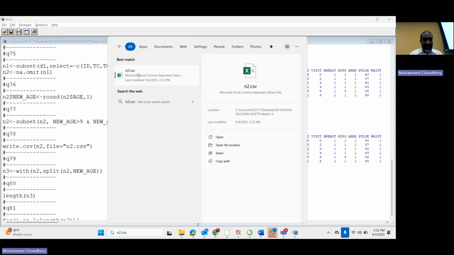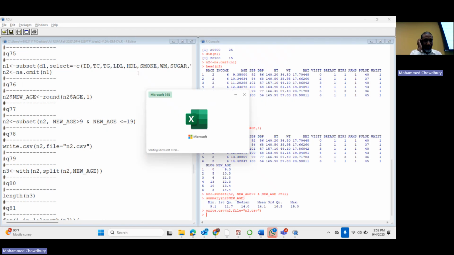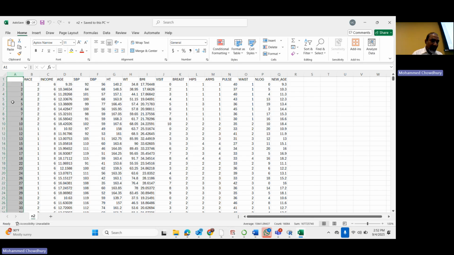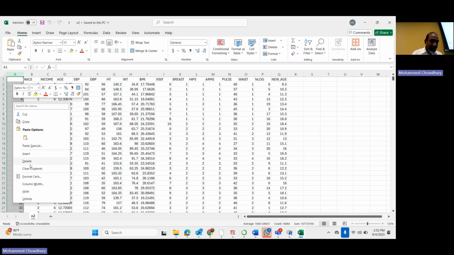Okay. Now this is the N2.csv. This is the data. It has been saved in my directory. Now this is the automatic column they have created. If I do not need it, I just need to delete these things.